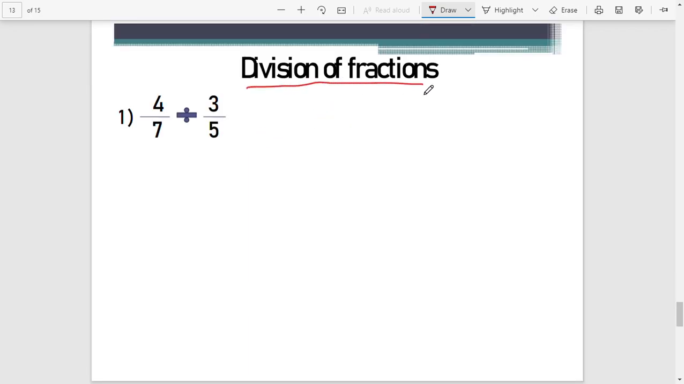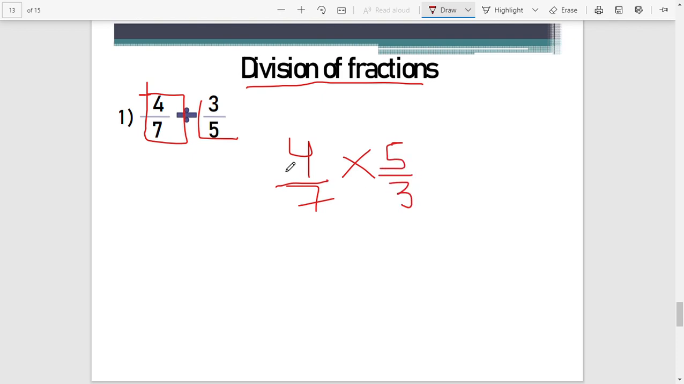Then division of fractions. In division of fractions, what do we have to do? The first fraction is 4 upon 7. We will always write 4 upon 7 as it is. We will write multiply instead of divide. Now we will find the reciprocal of the second fraction. So 5 upon 3 is the reciprocal of 3 upon 5.